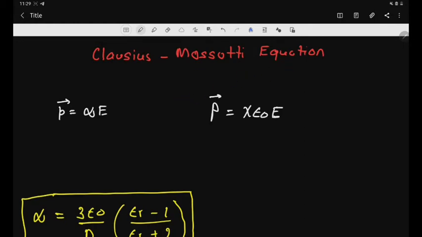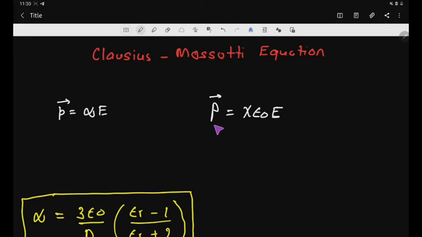As you may remember, we have learned that the dipole moment, that is small p, for a linear dielectric. A linear dielectric is a dielectric in which the dipole moments align in the direction of the external electric field E. The dipole moment is directly proportional to the electric field. So we have a constant, which is the alpha, for the dipole moment.